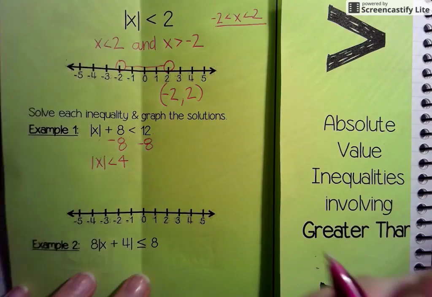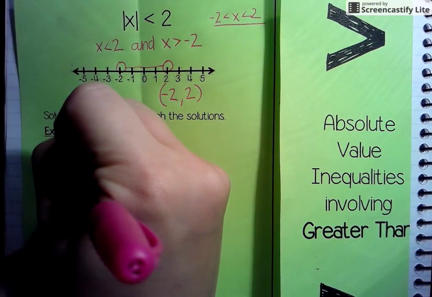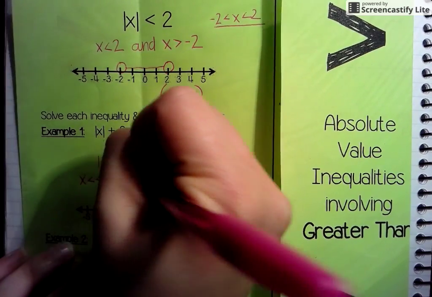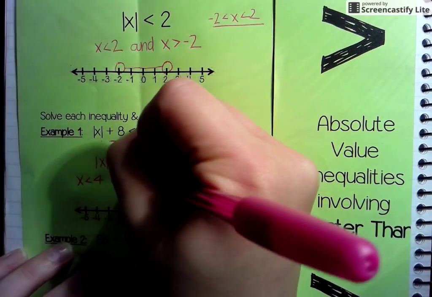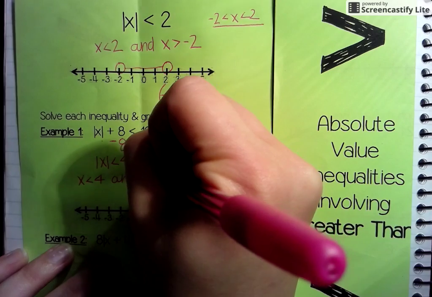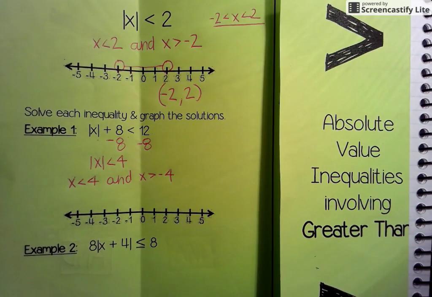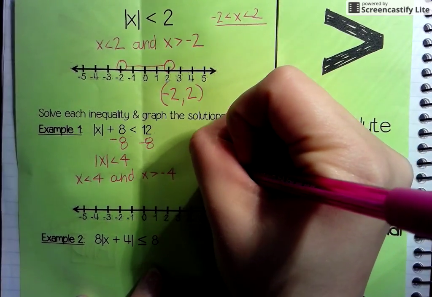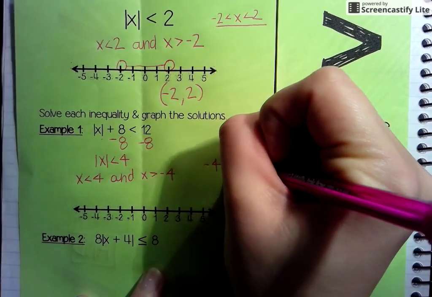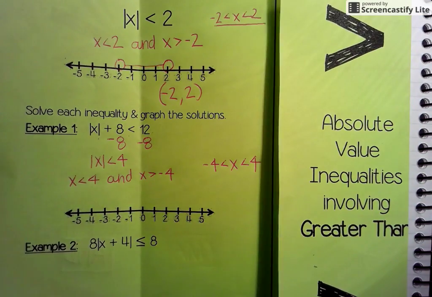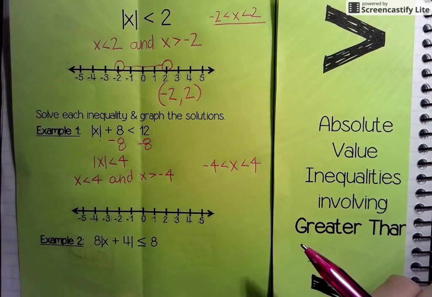So I'm going to get rid of the absolute value now. So I have x is less than 4 and x is greater than -4, because I always make it the opposite. I flip the sign and make it the opposite. So it also could have been written as -4 is less than x, which is less than 4. That is an and statement. It still means the exact same thing.